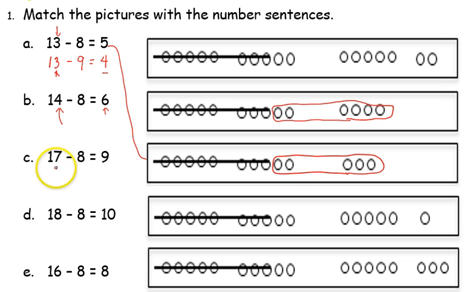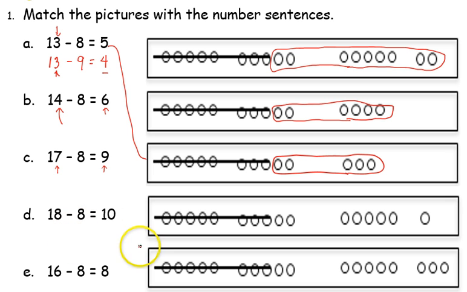So I'm going to look for the problem that shows me 7 and 2 more to get 9 for our answer. In the top picture I have 7 and 2 more. That shows 9 for my answer for the problem 17 minus 8.